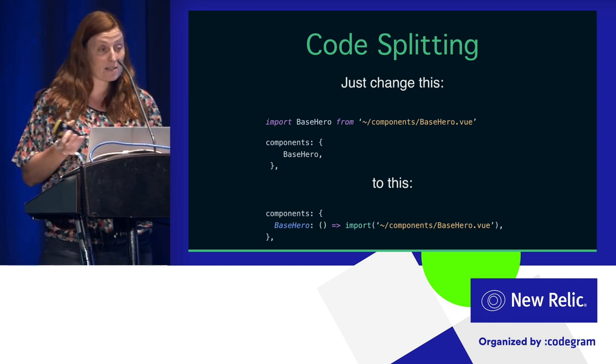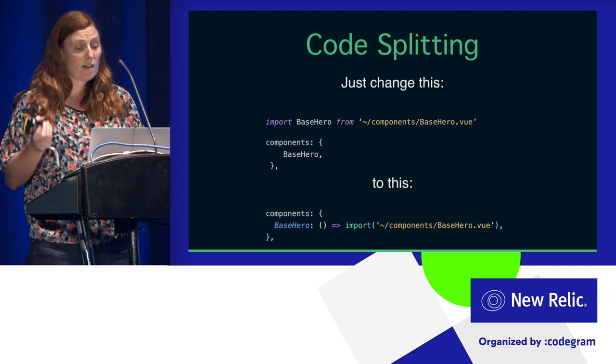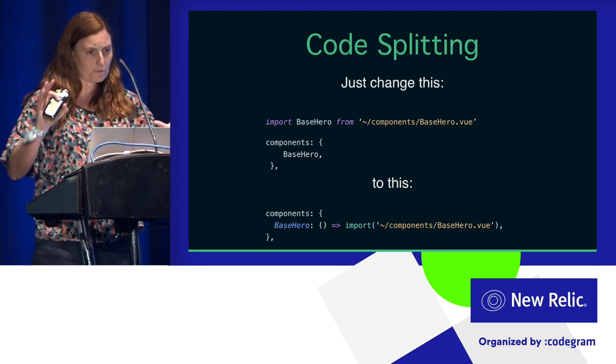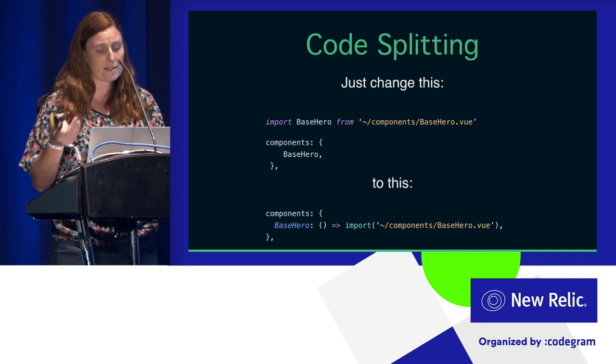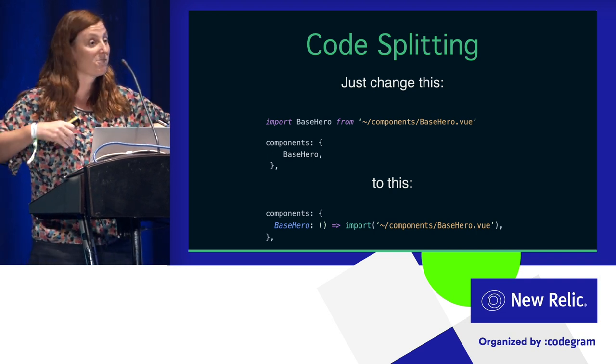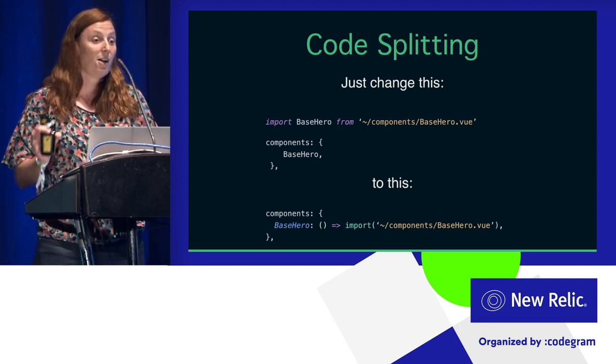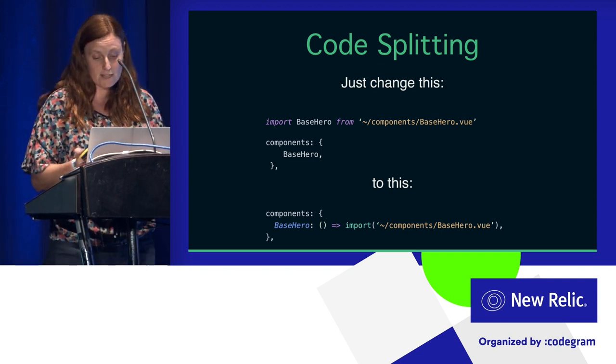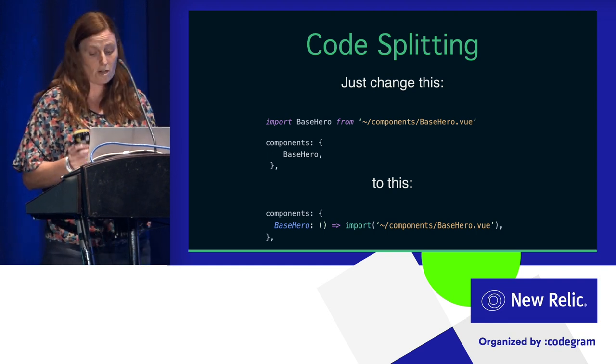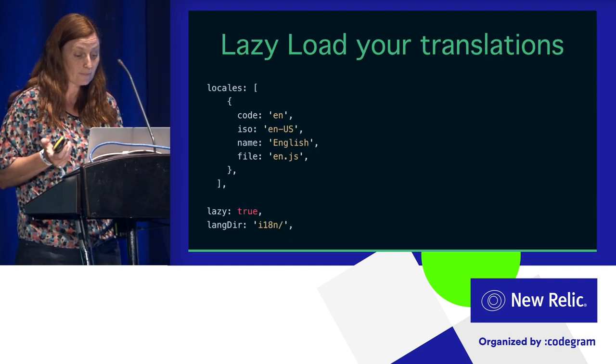So if you've got a base hero, a hero component, for example, then don't code split that hero, because that's the first thing that your page is going to see, that's going to be seen. Unless your hero is a really crap hero. And if he's a crap hero, he's going to be down at the bottom of the page and he's never going to be seen, or maybe. So code split him. So basically choose. You're going to know what to code split, so do it from the start.